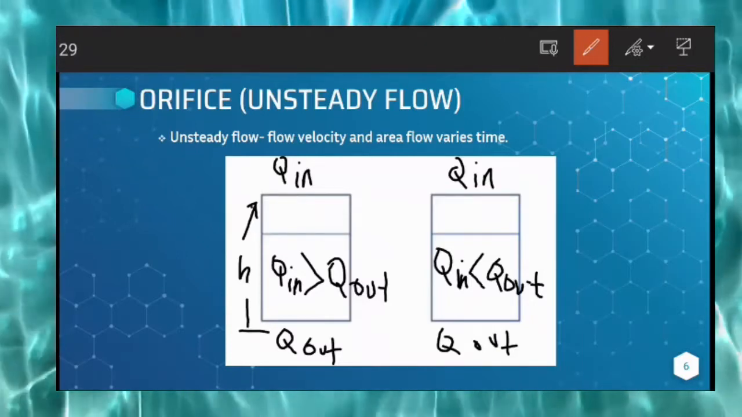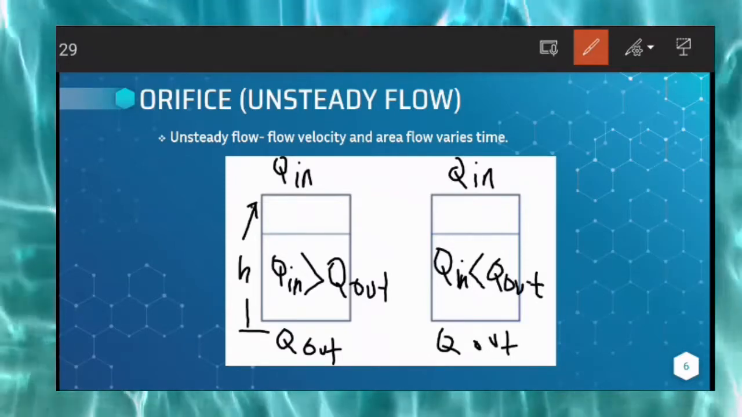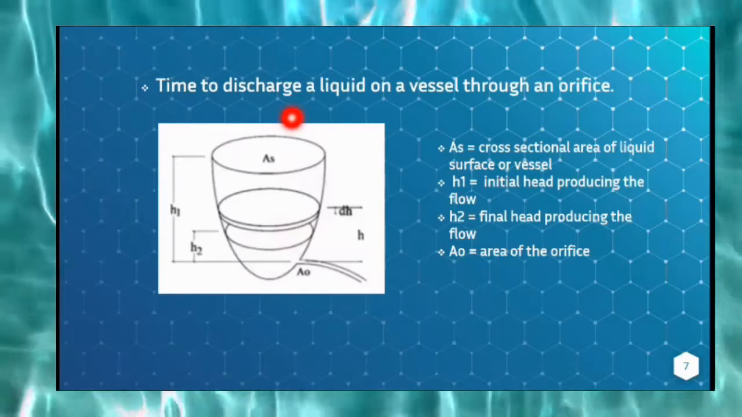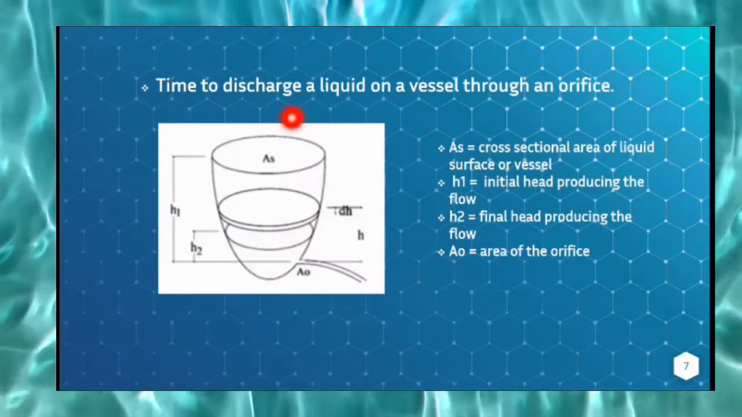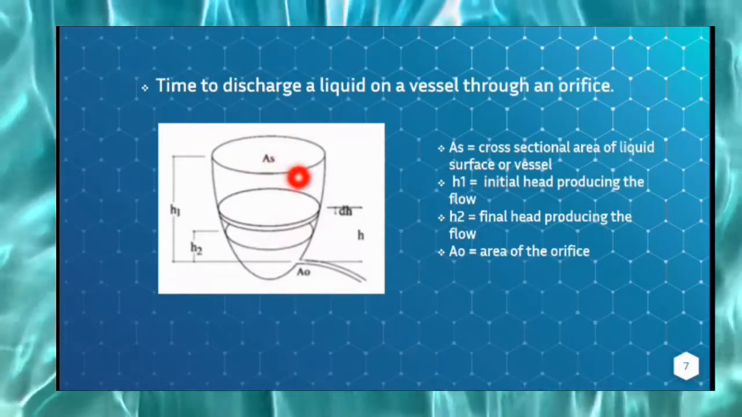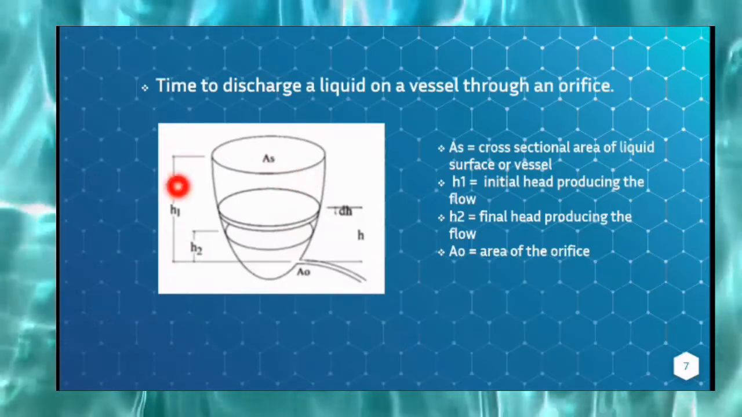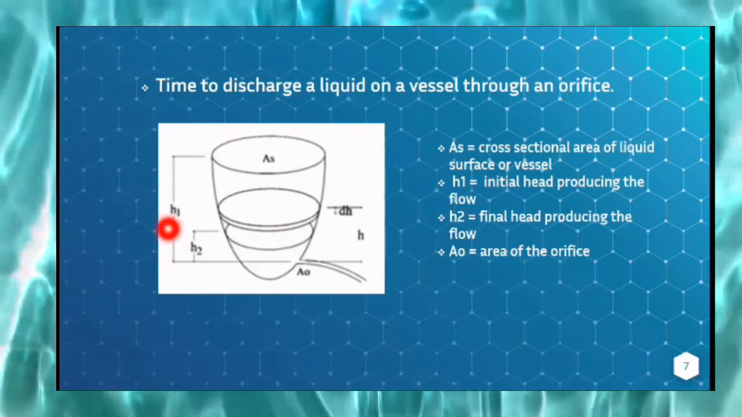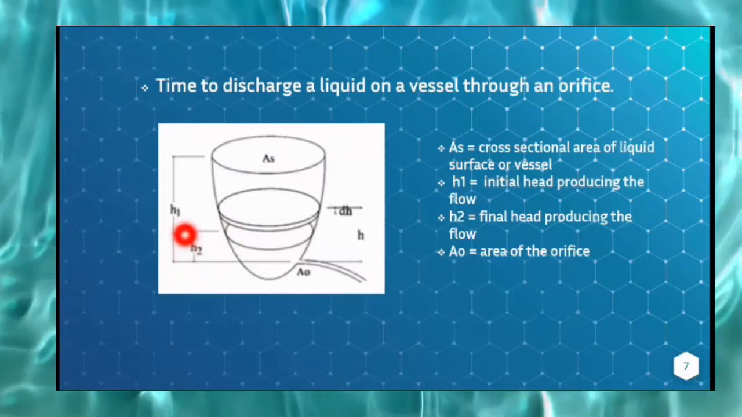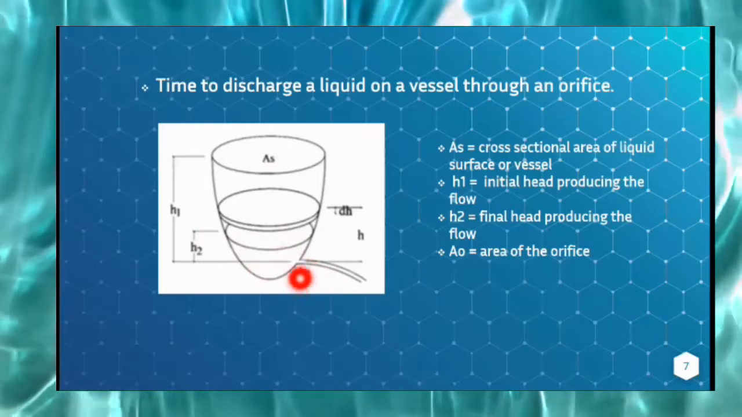If we talk about steady flow, the head or height is constant, and if it is unsteady, it is changing with respect to time. Here, we have the time to discharge a liquid from a vessel through an orifice. This is our illustration. This is our AS, which is the cross-sectional area of the liquid surface or vessel. This is our H1, or height 1, the initial head producing the flow. This is our H2, which is the final head producing the flow. And this is our AO, which is the area of the orifice.